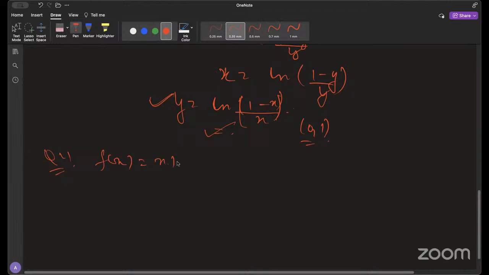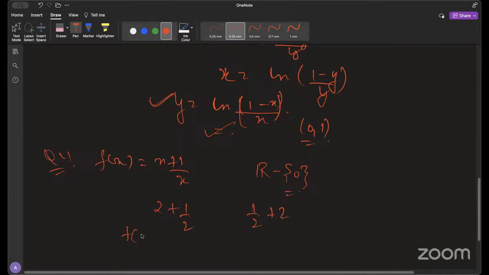You have x plus 1 by x. Then there are some options. F is an injective function if the domain of f is R minus 0. So this is the domain of this. It says that it's not an injective function. If you put a 2 here, you'll get 2 plus half. And if you put a half here, you'll get half plus 2.